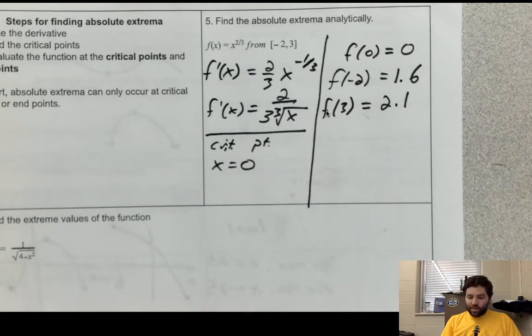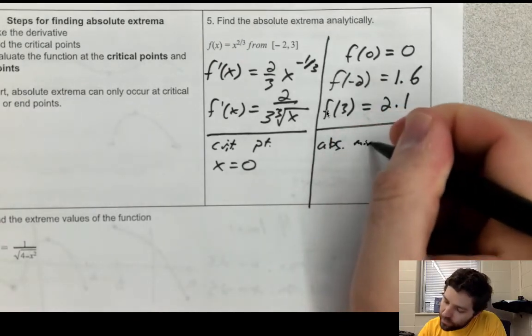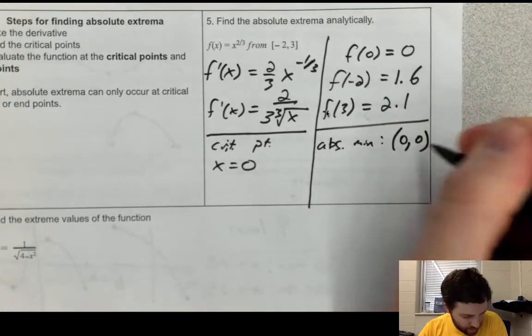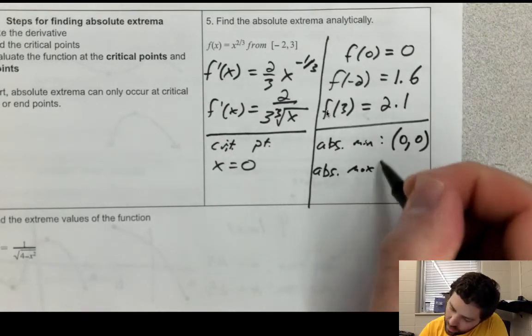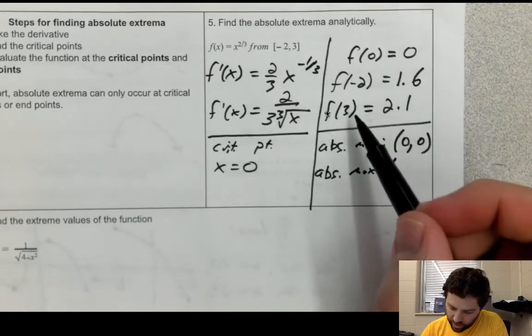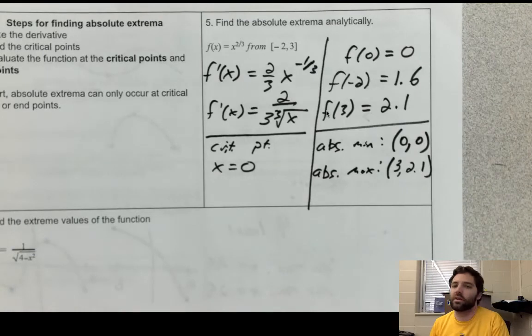That means there's an absolute minimum at (0, 0), and then an absolute max at (3, 2.1). How do I know that on the interval there are no other places that could be higher or lower than those points? Well, there's no other place for them to hide. It's either got to be at a max or a min, which would show up as a critical point, or it's got to be at an endpoint. So that's why you check the endpoints and the critical points. There's no place else that it could hide.